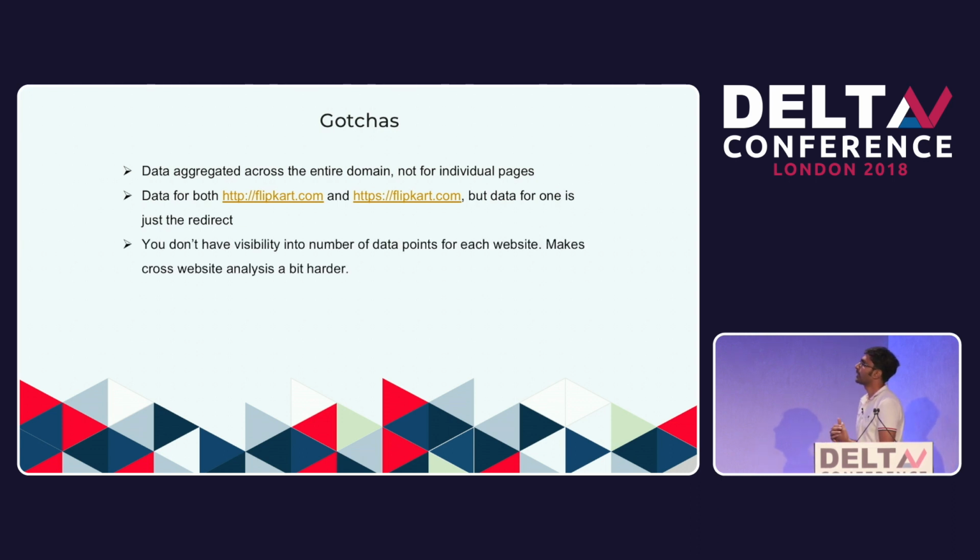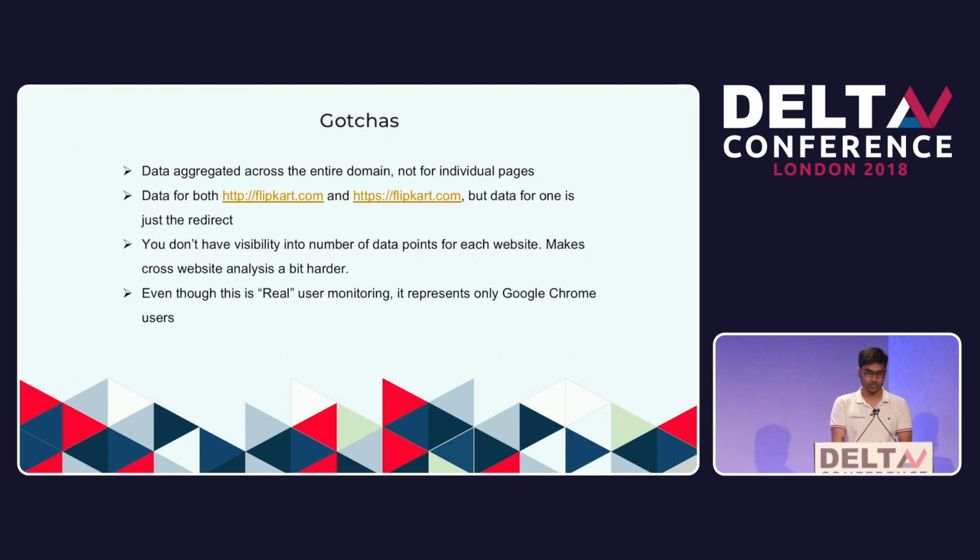Another thing that sometimes makes it hard to analyze across different websites is that you really don't know how many data points there are for each website. Probably for the Google China example that we saw, there are very few data points, and that's why the data was a bit skewed. So CrUX just gives you the density of data in each bucket. It doesn't tell you the number of data points. And even though this is real user monitoring, you need to be careful that this represents data coming from Google Chrome browsers only. So any insight that you gain from CrUX, you need to take it with a grain of salt. Chrome doesn't equal the web.